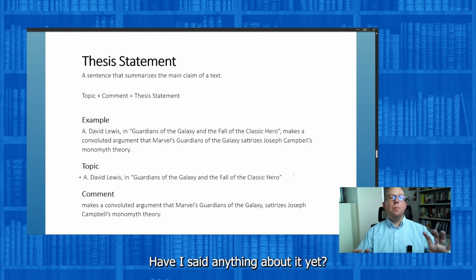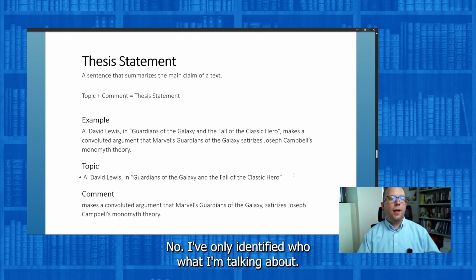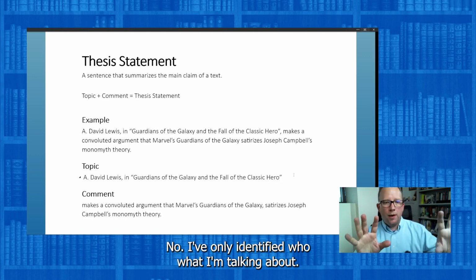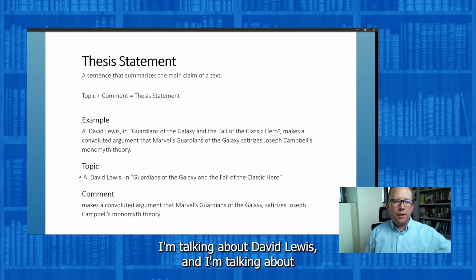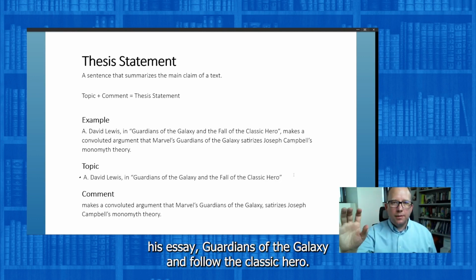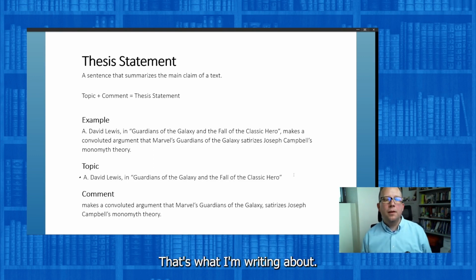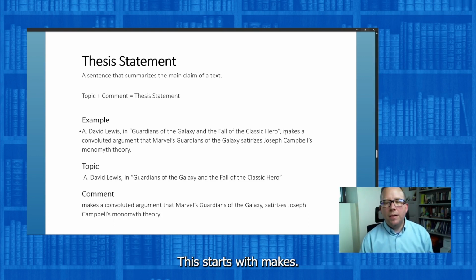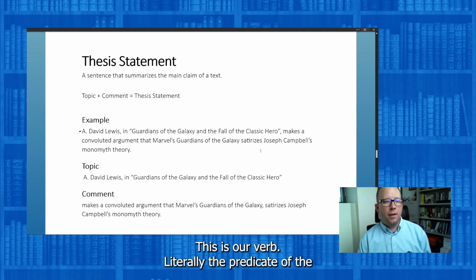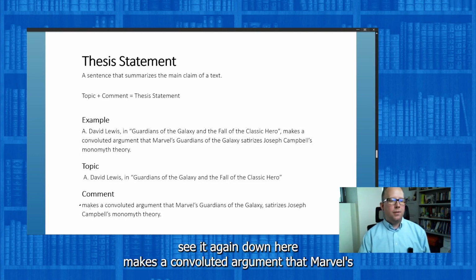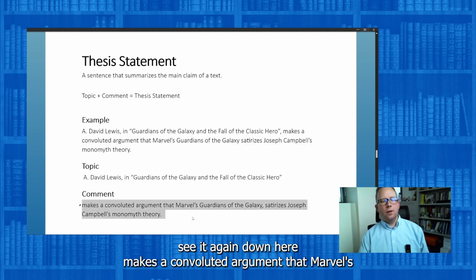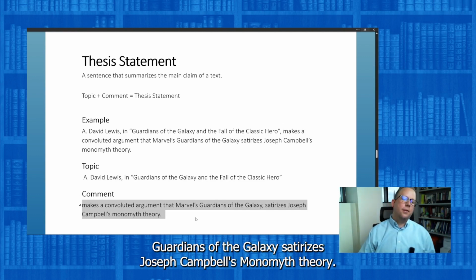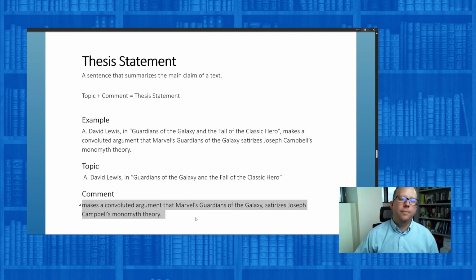Have I said anything about it yet? No, I've only identified what I'm talking about. I'm talking about A. David Lewis, and I'm talking about his essay, "Guardians of the Galaxy and the Fall of the Classic Hero." That's what I'm writing about. I've identified the topic. Now I'm going to make a comment about it. This starts with "makes." This is our verb, literally the predicate of the sentence, and we see it again down here. Makes a convoluted argument that Marvel's Guardians of the Galaxy satirizes Joseph Campbell's monomyth theory.